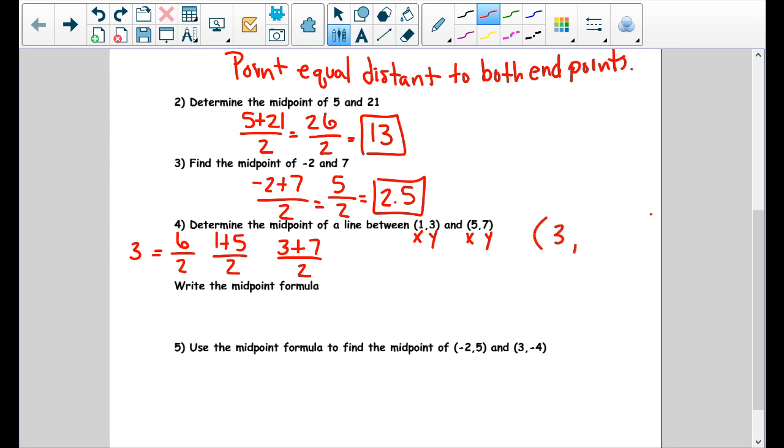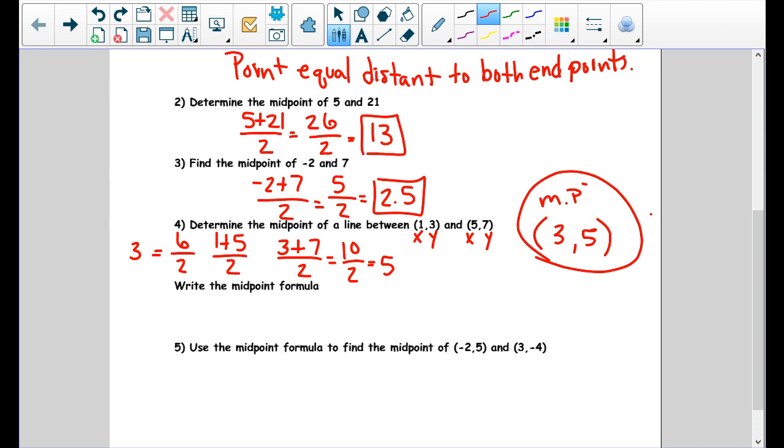My x coordinate is 3. My y coordinate, 3 plus 7, is 10. Divide by 2. 5. Second y value is 5. So my midpoint is (3, 5).